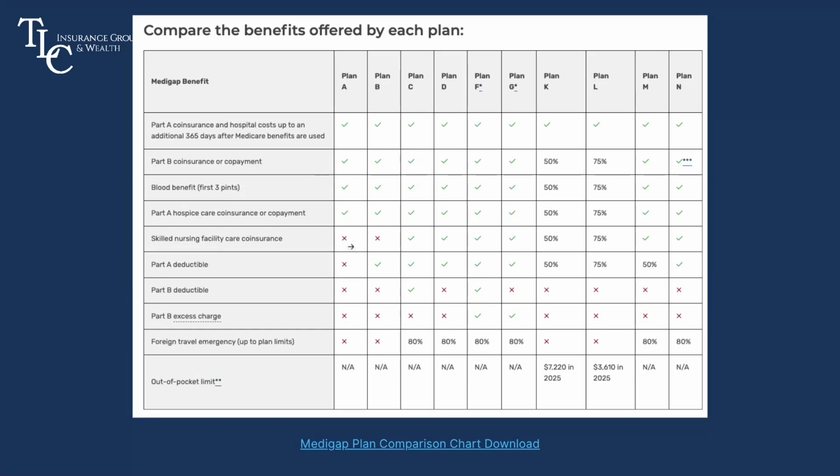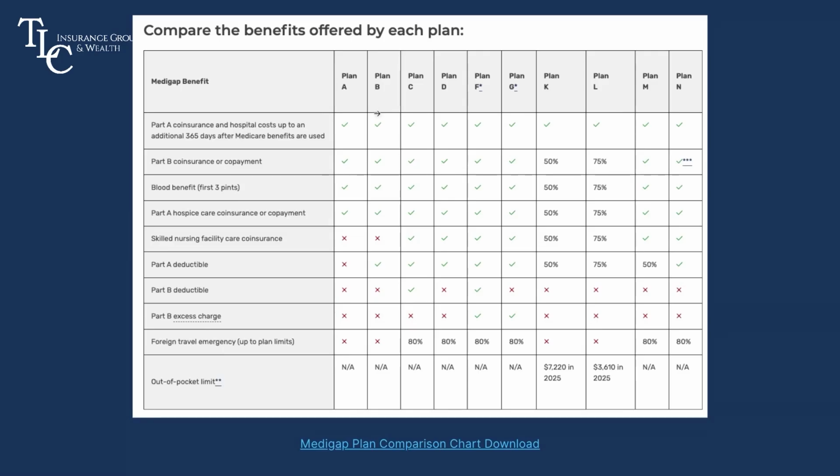But then we have red X's. It's not going to cover skilled nursing facility coinsurance. It's not going to cover the Part A deductible. It's not going to cover the Part B deductible. It is not going to cover Part B excess charges. And so that's Plan A. And a carrier that's offering Plan A would build it in that same design and scope. So from carrier to carrier, Medicare supplement plans are going to look very similar. We will talk about some of the subtle nuance that carriers can inject into their plans in a little bit.